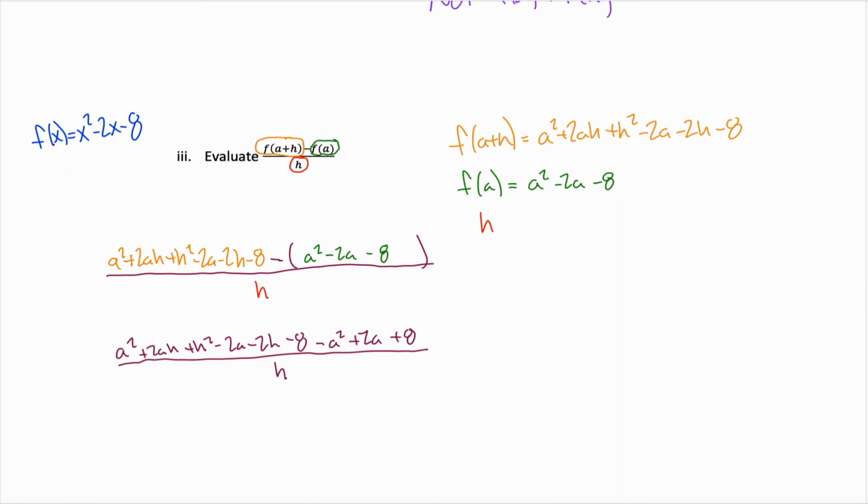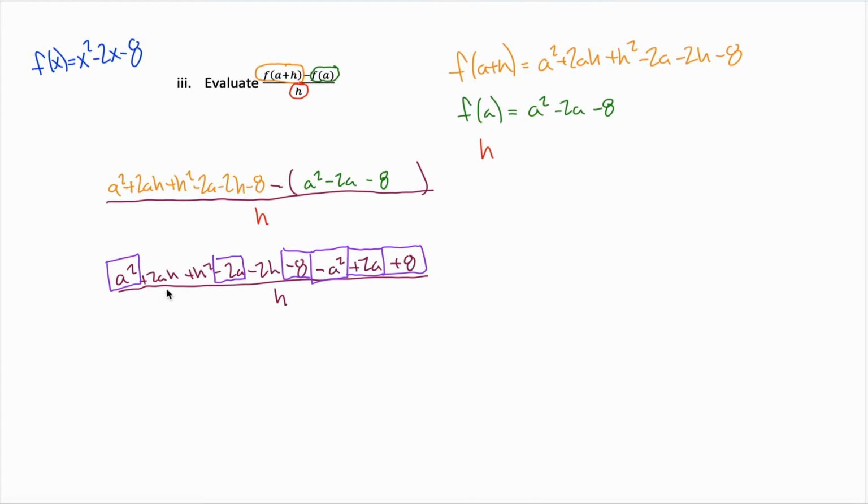However, what you could do is recognize that I have a positive a squared up here and a negative a squared up here, and those do cancel. Similarly, I have a negative 2a right here and a positive 2a right here, so those will also cancel. And since I love canceling so much, there's a -8 here and a +8 here that'll cancel. When all the dust settles, I really only have 3 terms left up in the numerator. This plus 2ah right here, this h squared right here, and this minus 2h right here. And all of that stuff is divided by h.